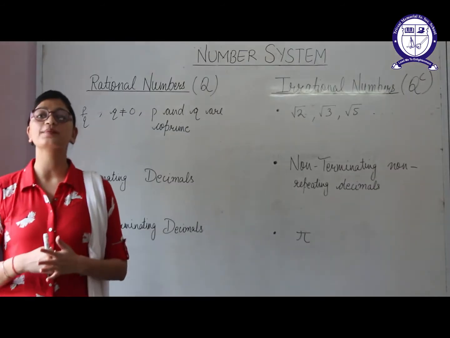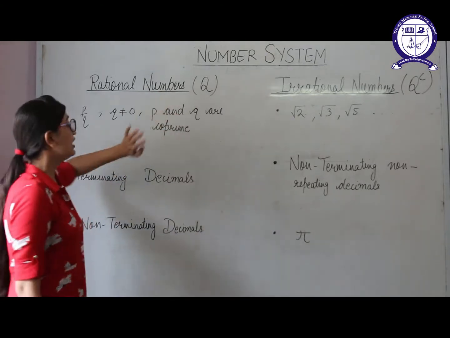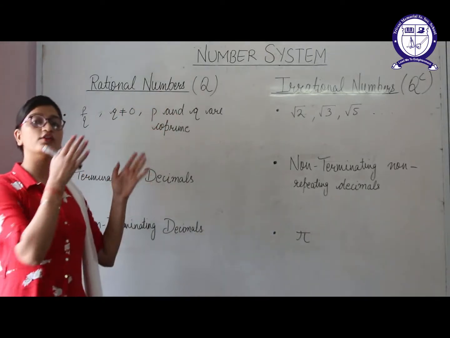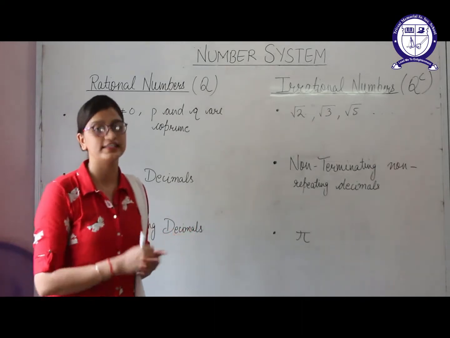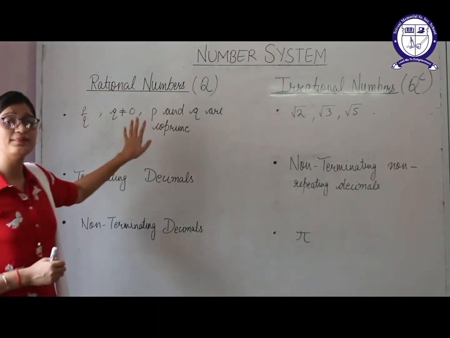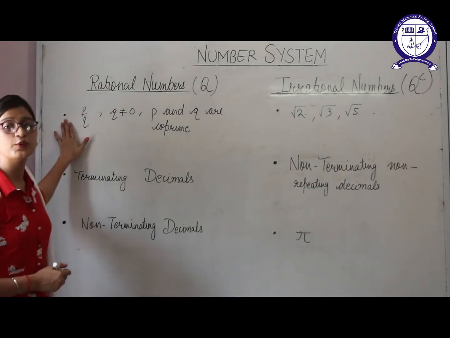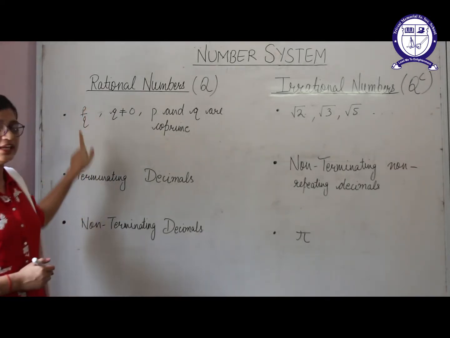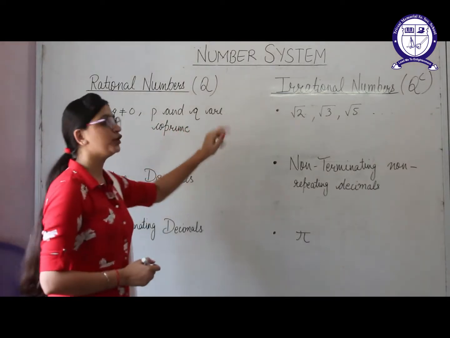So now coming to the larger set, that is rational numbers. Rational numbers contain all our other sets like natural numbers, whole numbers and integers. But there are basically three forms of rational numbers. And the most important one is the first one, that is p by q, and q can never be 0, and p and q are co-prime.